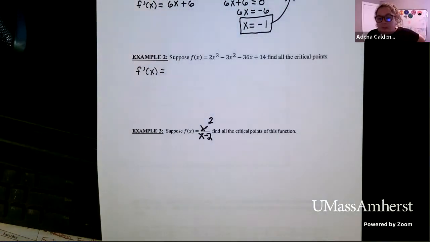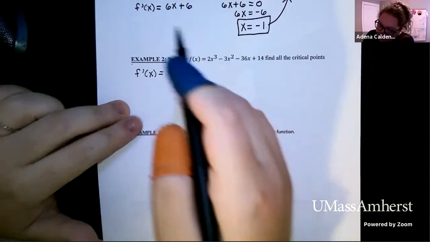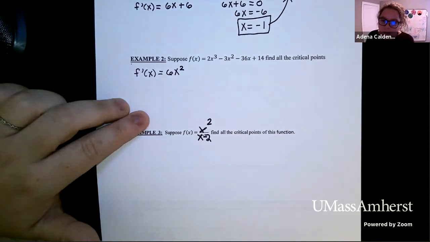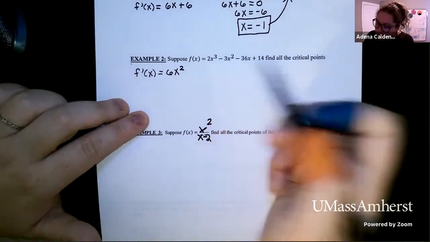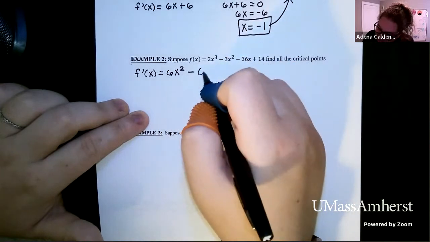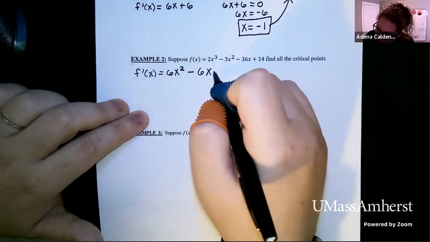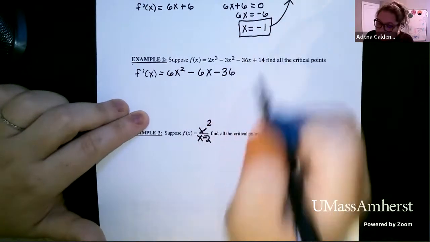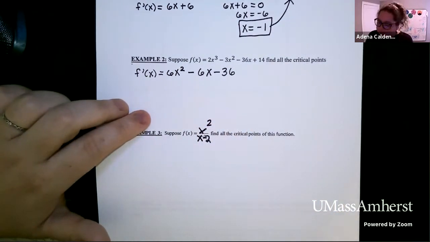All right, so for number 2, we have a polynomial function and we're looking for the critical points. So we're going to start by finding the first derivative. From the first term here, we're going to get 6x squared. Again, the 3 comes down to multiply the 2, we subtract 1 from the power, now here we'll have minus 6x from the second term. And then the derivative of 36x is 36, and the derivative of 14 is 0.